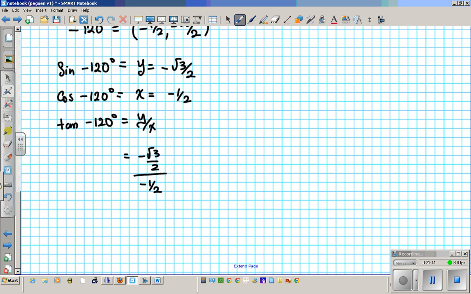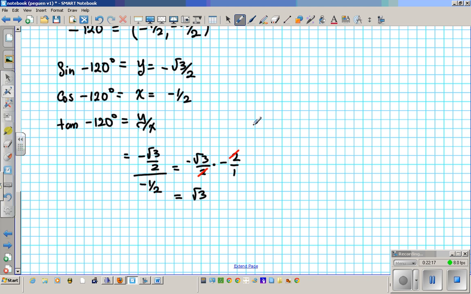Alright, so how do we address this problem? For this one, we're going to have to drop change flip, because we have a fraction in the denominator. It's going to give us negative root 3 over 2. Drop the top, change divide to times, flip the bottom to negative 2 over 1. And then cancel out the 2s. Minus times the minus is plus. Your final answer will be root 3.